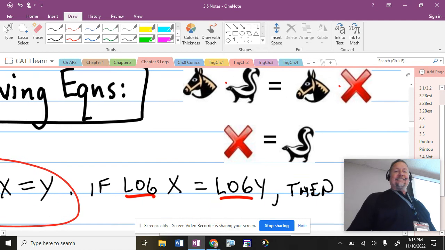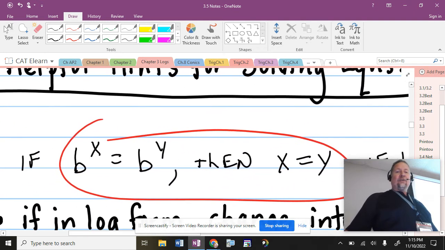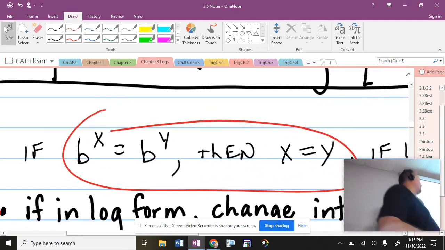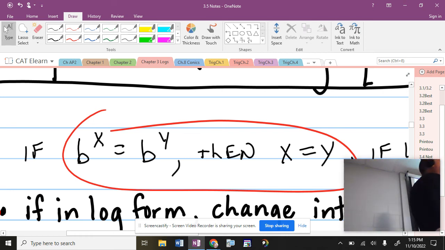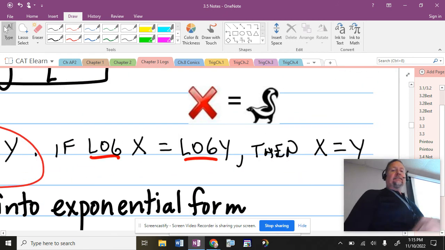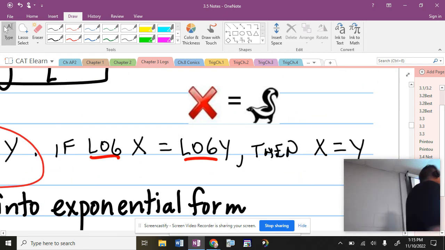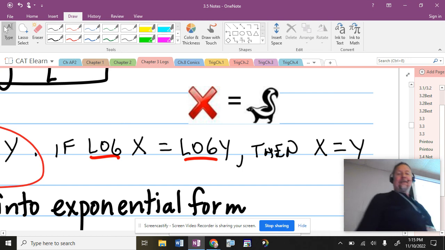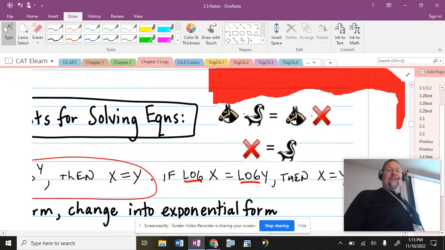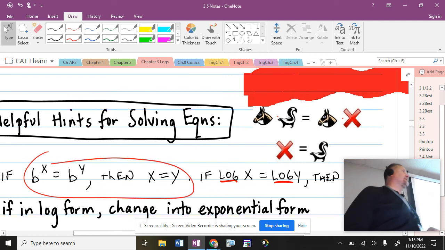This is how you solve exponentials when you get equal bases, right? You just kind of do a matching. If b to the x equals b to the y, then what does x have to equal? Y. If log of x equals log of y, what does x have to equal? I don't even have to know what log is. Okay. So again, this is going to be part of how you're going to solve today.